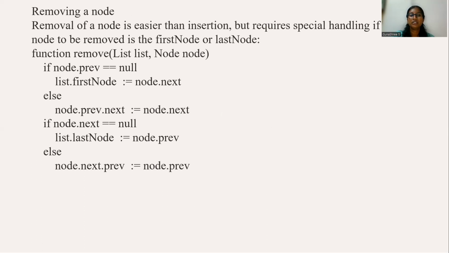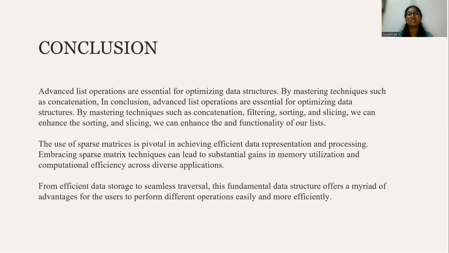Removing a node from a doubly linked list is easier than insertion, but it also requires special handling of a node. Before the function remove, we declare the variables, that is the list and the node. If node.previous is equal to null, then it will remove the first node, or it will enter the else part, where we define both the previous node and the next node, and check whether the next node is equal to null. If the next node is null, then the last node will be set to the previous node, and otherwise the next node's previous will be set to the previous node.